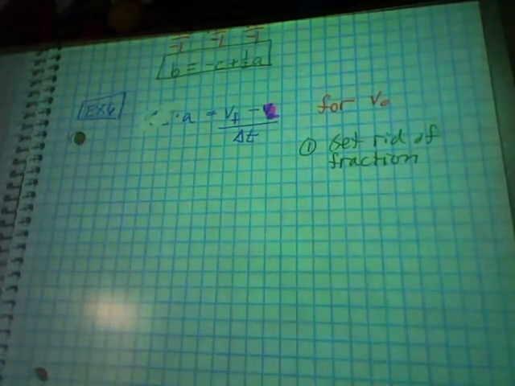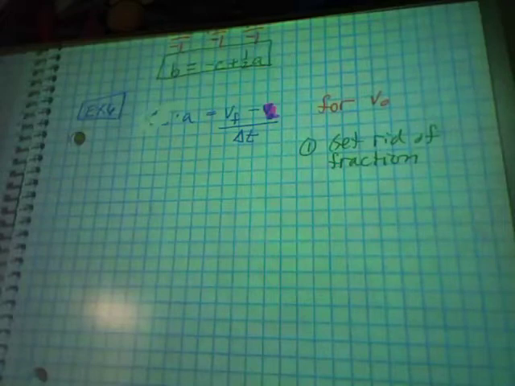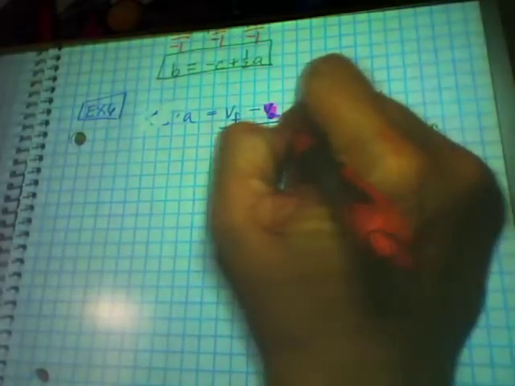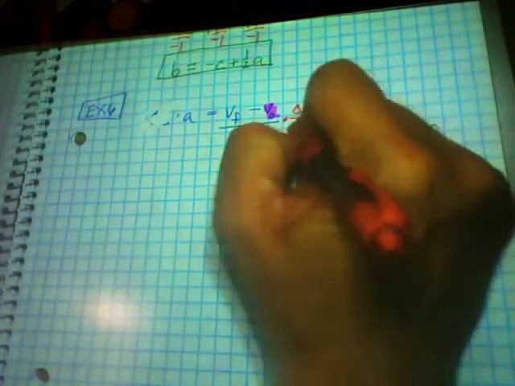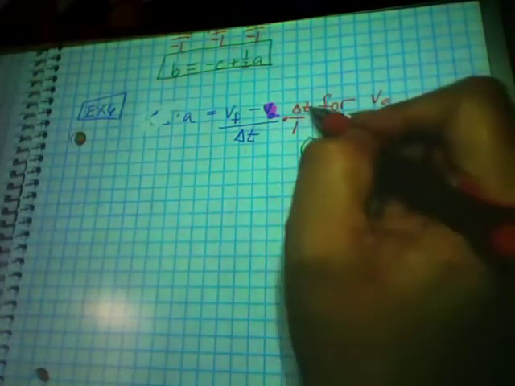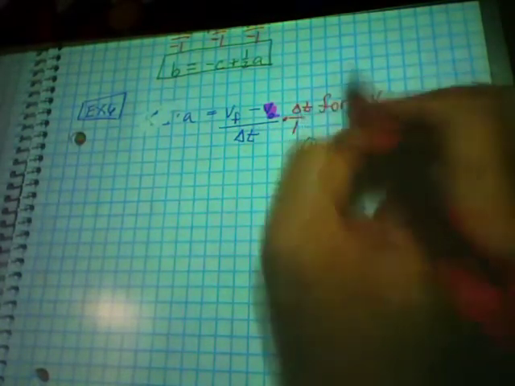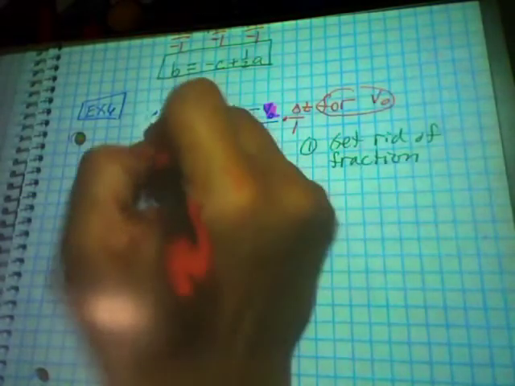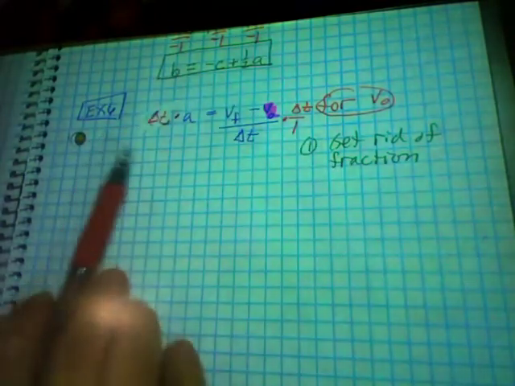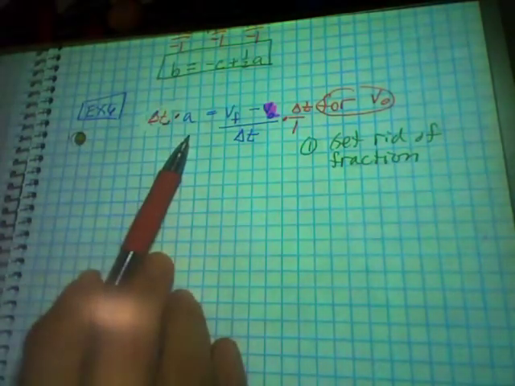How are we going to get rid of a fraction? Joshua? Multiply both sides by delta T. Yeah, see what the denominator is? Whatever that denominator is, if I multiply this side by delta T over 1, won't the delta T's cancel? Mm-hmm. And if I multiply the right side by delta T, then I have to multiply the left side by delta T. And I'm not putting this over 1 because A is not a fraction.